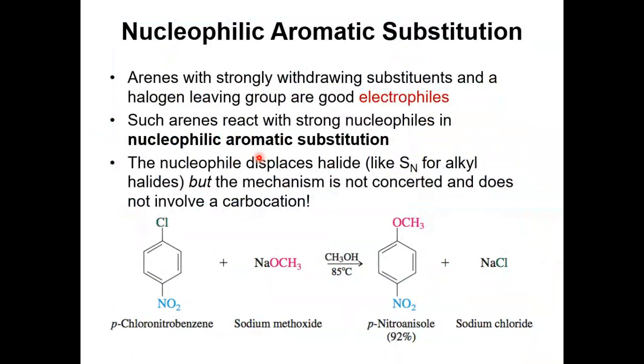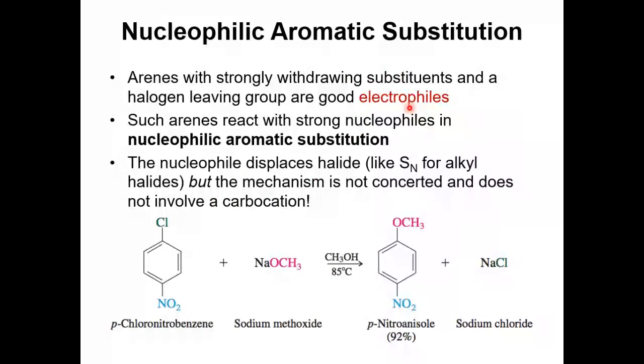Now, if you have an aromatic compound that has one or more very powerful electron withdrawing groups attached to it, that can actually make the aromatic compound an electrophile instead of a nucleophile, because the electron withdrawing power makes the aromatic ring electron hungry. Especially if you have multiple very powerful electron withdrawing groups attached, the ring becomes really electron hungry, and then it can act as an electrophile.